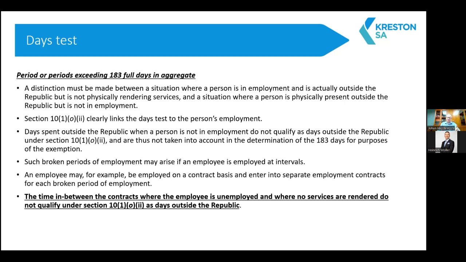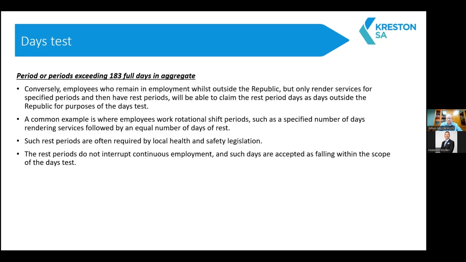Such broken periods of employment may arise if an employee is employed at intervals. So you may work for 4 months, take a break for 3 months, and then work another 4 months. But if you look forward for the 12 months, you've worked for 4 months, then 3 months off, so that's 7 months, another 4 months, that gives me 11 months. So in the year, you were more than 183 days. So you've met the 183 days. All right. An employee may, for example, be employed on a contract basis and enter into separate employment contracts for each broken period of employment. So you've got to look at that. The time in between the contracts where the employee is unemployed and where no services are rendered does not qualify for 10(1)(o). All right.